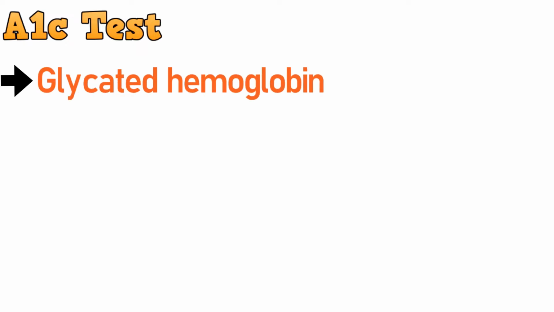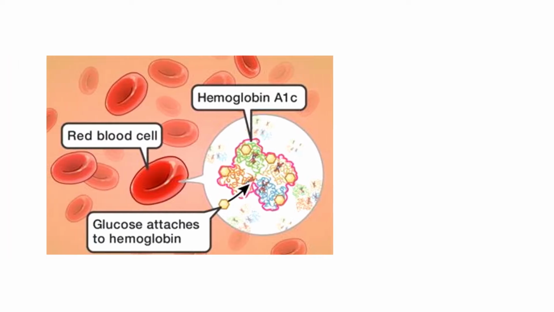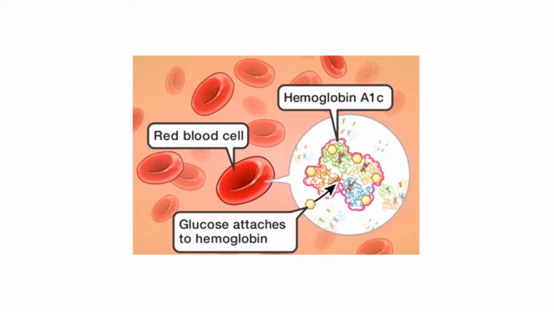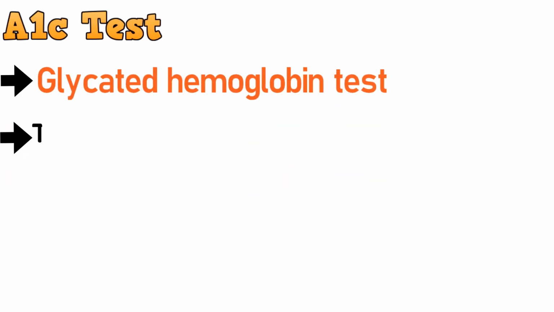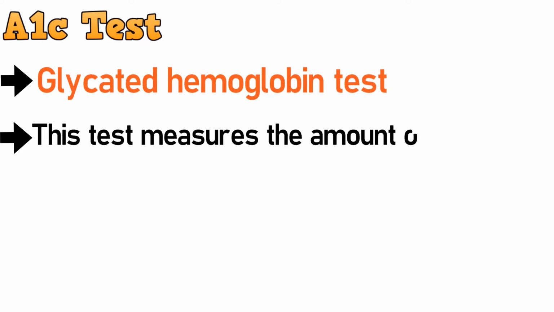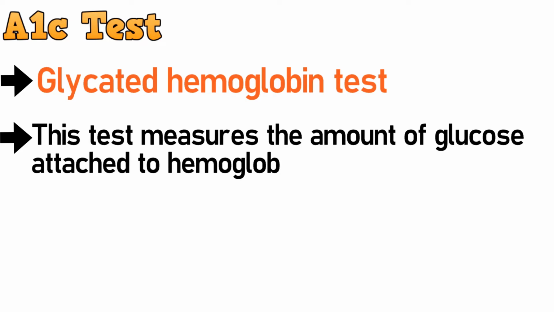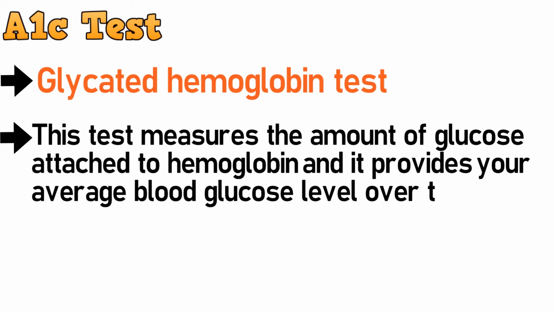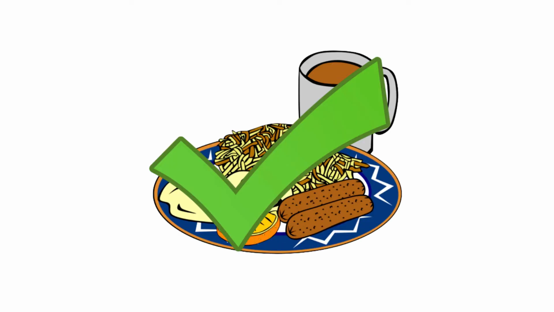Second test is the A1C test, or the glycated hemoglobin test. Hemoglobin A1C is a form of hemoglobin that is chemically linked to a sugar. This test measures the amount of glucose attached to the hemoglobin, and it provides the average blood glucose level over the past 2 to 3 months. In this test, you don't need to fast before the test.